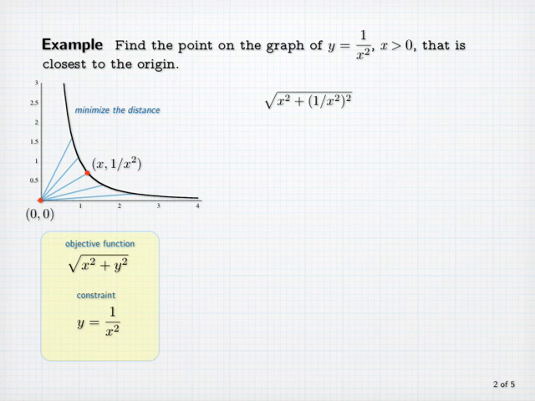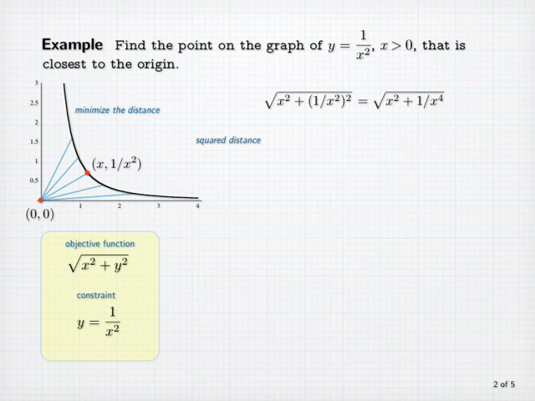Substituting y equals 1 over x squared into the objective function gives us the square root of x squared plus 1 over x to the fourth. Now we make another observation that will simplify our job. We may as well work with the square of the distance, since it will be a minimum at the same number that the distance itself is a minimum.